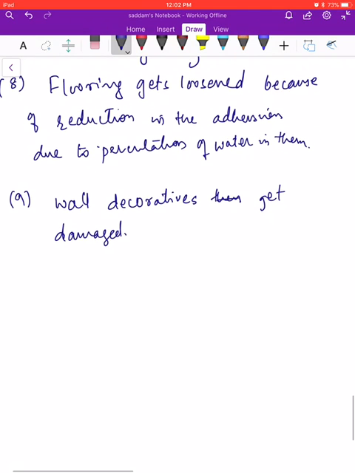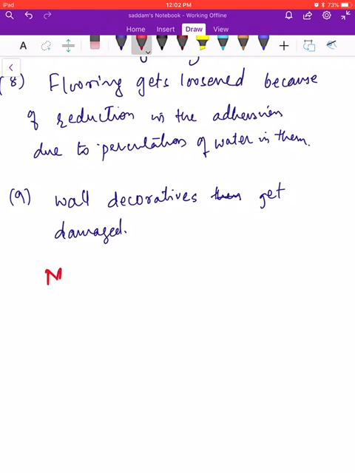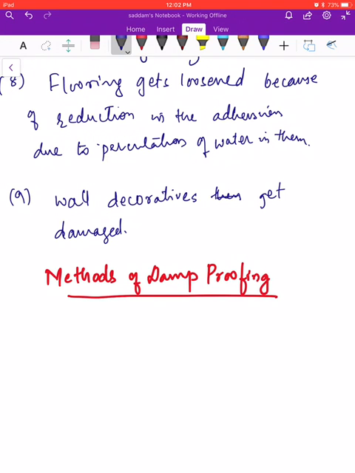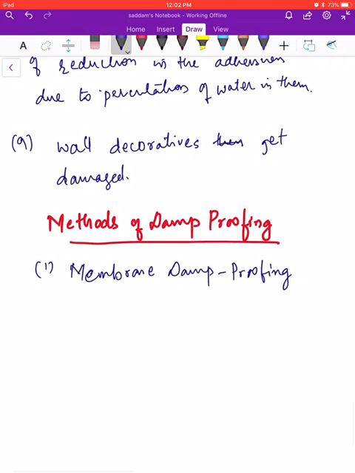Now let us discuss what are the methods of damp proofing. First method is membrane damp proofing. This consists of providing a layer of membrane of water repellent material between the source of dampness and the part of structure adjacent.